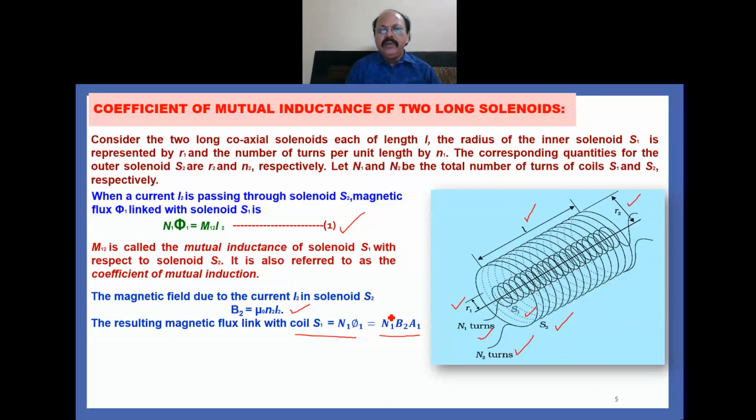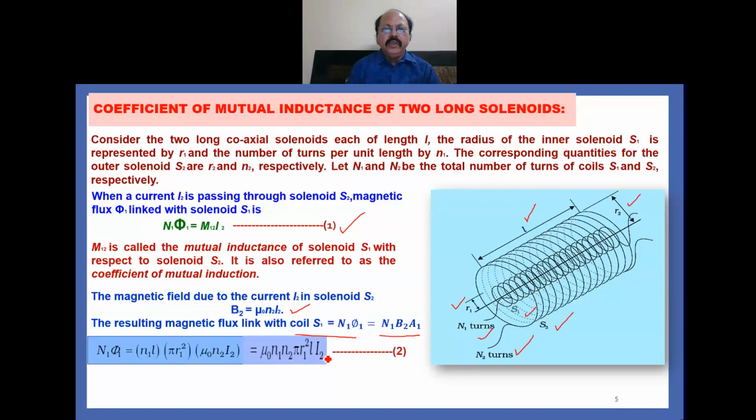Now substitute the values. What you will get? N1 phi 1 equal to, in place of capital N1, n1 l, that is total number of turns in solenoid S1, area of cross section pi R1 square, and magnetic field B2 mu naught n2 I2. Then we solve it. Then we get mu naught n1 n2 pi R1 square l I2. Mark this equation number 2, where n1 l is the total number of turns in solenoid S1.